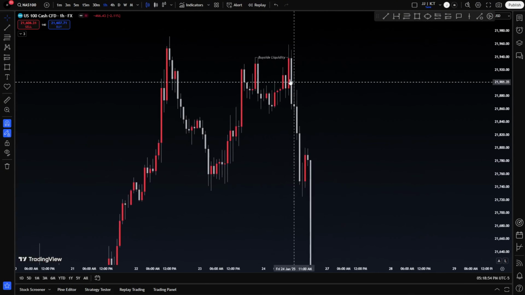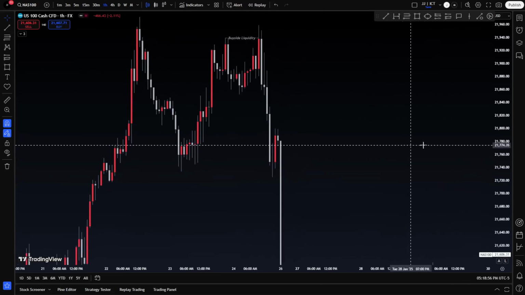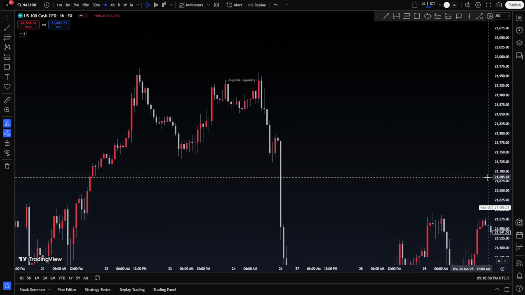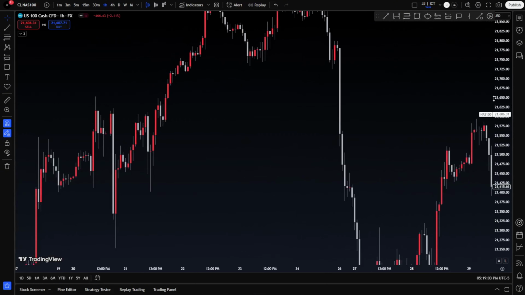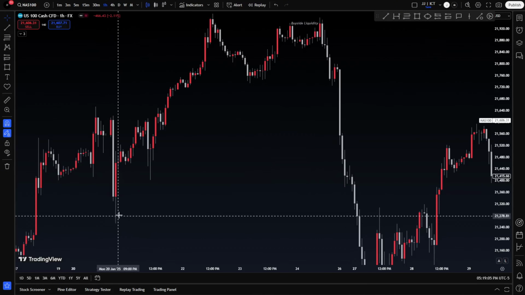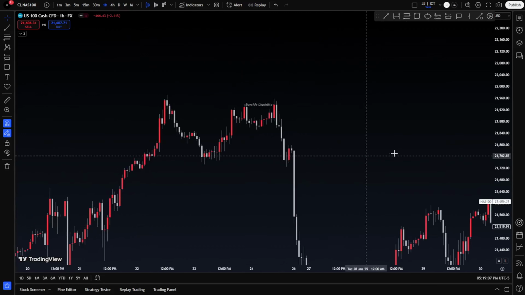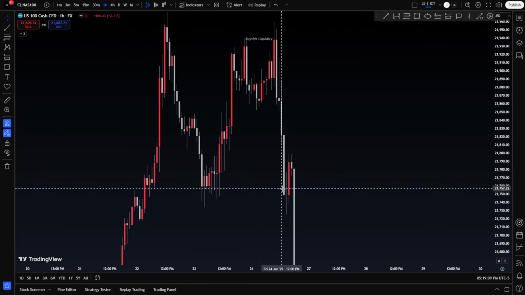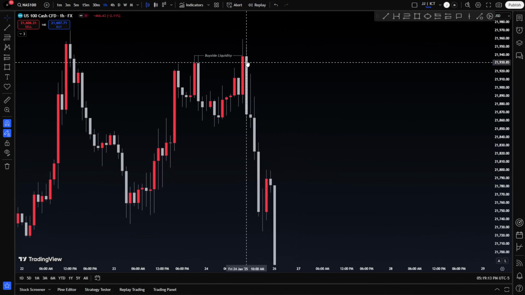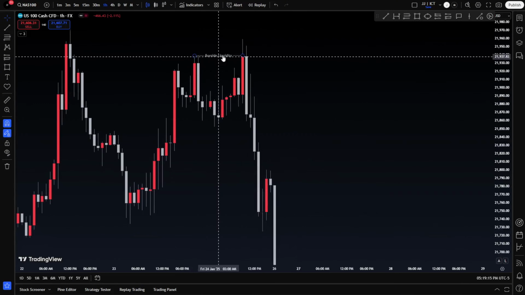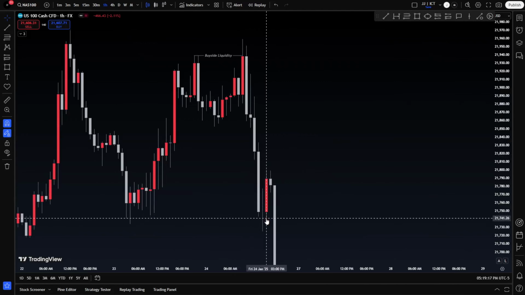Then after it purges buy side liquidity, it heads lower. Okay? But it heads lower into what? What does it head lower into? Sell side liquidity. Do you see that? This right here is already a dealing range, because from this high to this low, from those two points, it takes out buy side up here, and then it takes out sell side down here. So this is a dealing range.